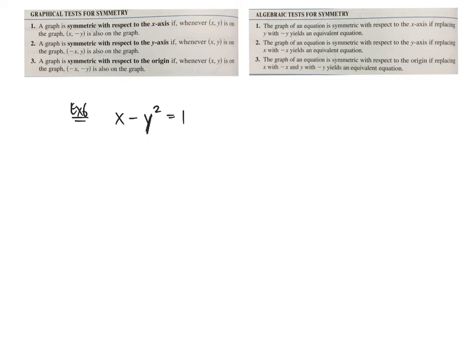So the first test is, could we replace y with negative y? And if we do, what happens? So if we replace y with negative y in this equation, well, negative y to the second power is positive y to the second power. So you could see that we ended up with the exact same equation that we started with. So that is an indicator, therefore, that this graph has x-axis symmetry.